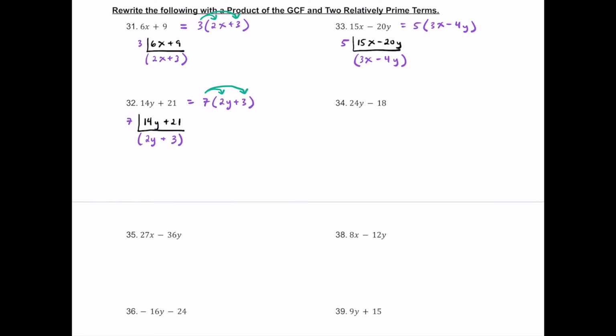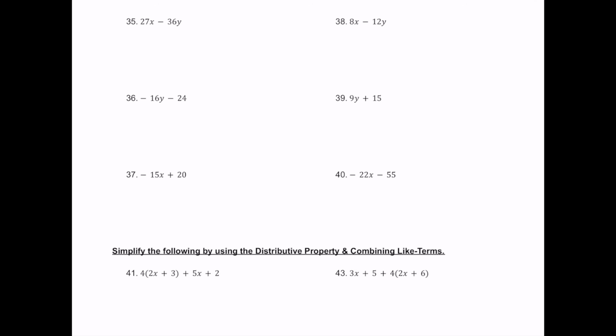Finally, for 34 on this page, we have 24y minus 18. And I think 2 is a common factor, right? But I think 3 is also. And if 2 and 3 work, then 6 must work. So 6 times 4y is 24y. Take away 3. And so what we have here is 6 times the quantity of 4y minus 3. Again, if you check 33 and you multiply, that does get 15x minus 20y. This is positive 24y and then minus 18. So if you want to check these, feel free to do so just to make sure you're on the right track. Let's try a few more of these.